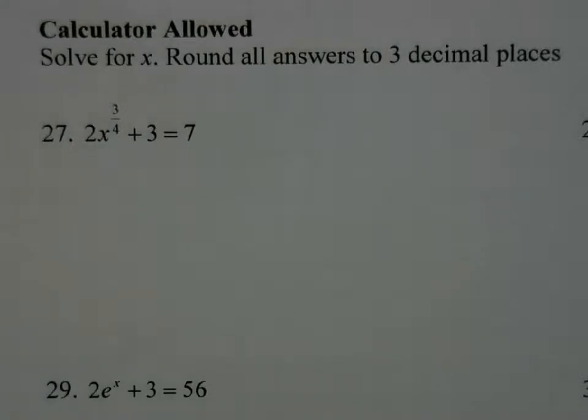In this video, I will go through the Unit 3 review for pre-calculus on the portion of the test where the calculator is allowed. As a general rule, round all of your answers to 3 decimal places unless it makes sense to do something different.